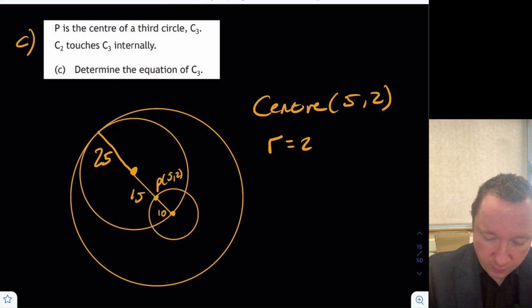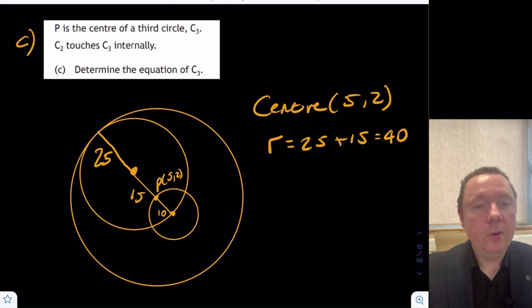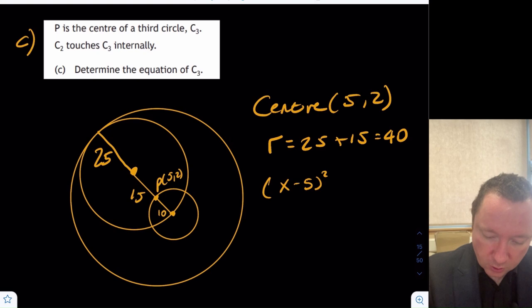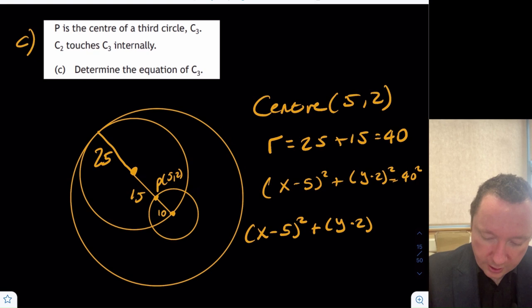So now we've got everything we need. We can just write down our equation of our circle, x minus 5 squared plus y minus 2 squared equals 40 squared. Working out 40 squared, you get x minus 5 squared plus y minus 2 squared equals 1600. And we're done.